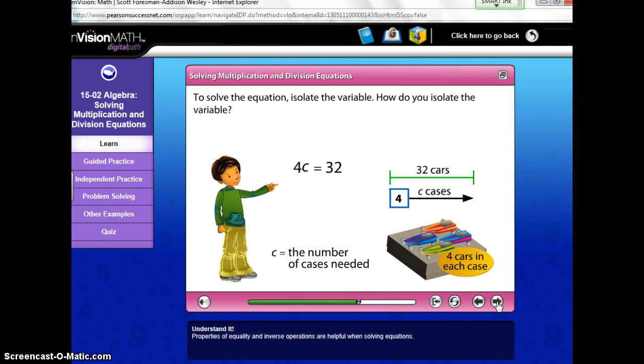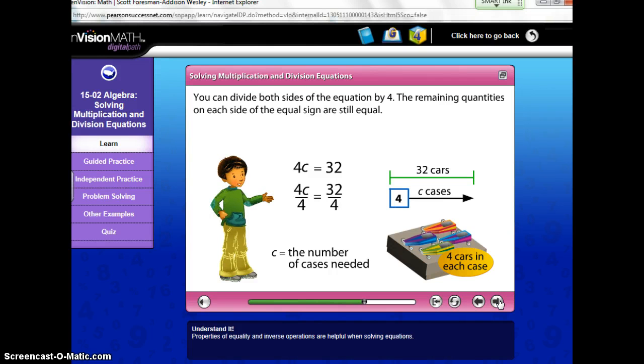So to solve this question, we want to get this letter C, we call it the variable, all by itself. Since it's 4 times C, we're going to do the opposite. We're going to divide by 4. 4 divided by 4 leaves us with how many? 1. So that way we have C all by itself. But remember our rule, what we do to one side, we have to also do to the other side. So it's kind of like I can cancel this out, and I'm left with C all by itself. Now 32 divided by 4 is how many? So there's our answer.